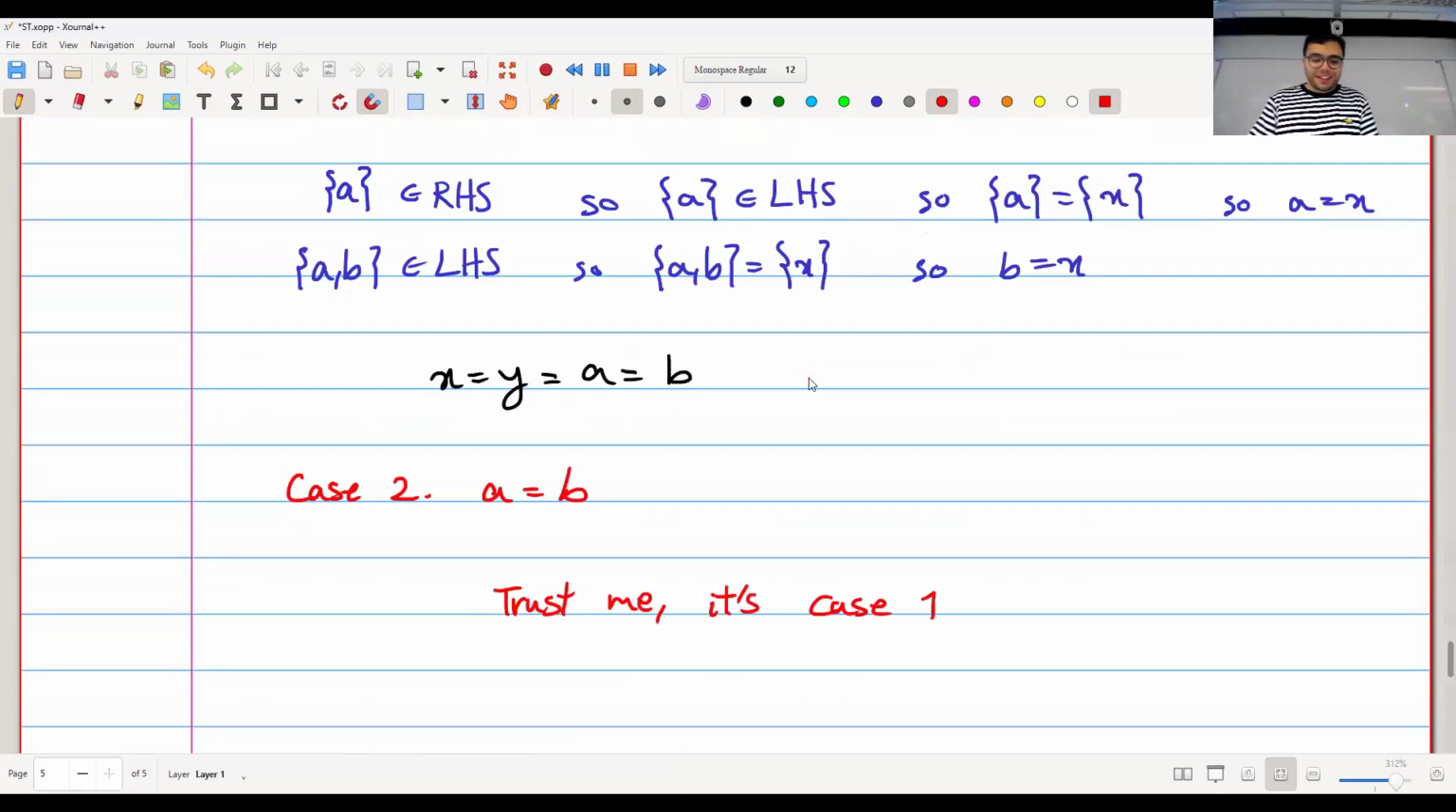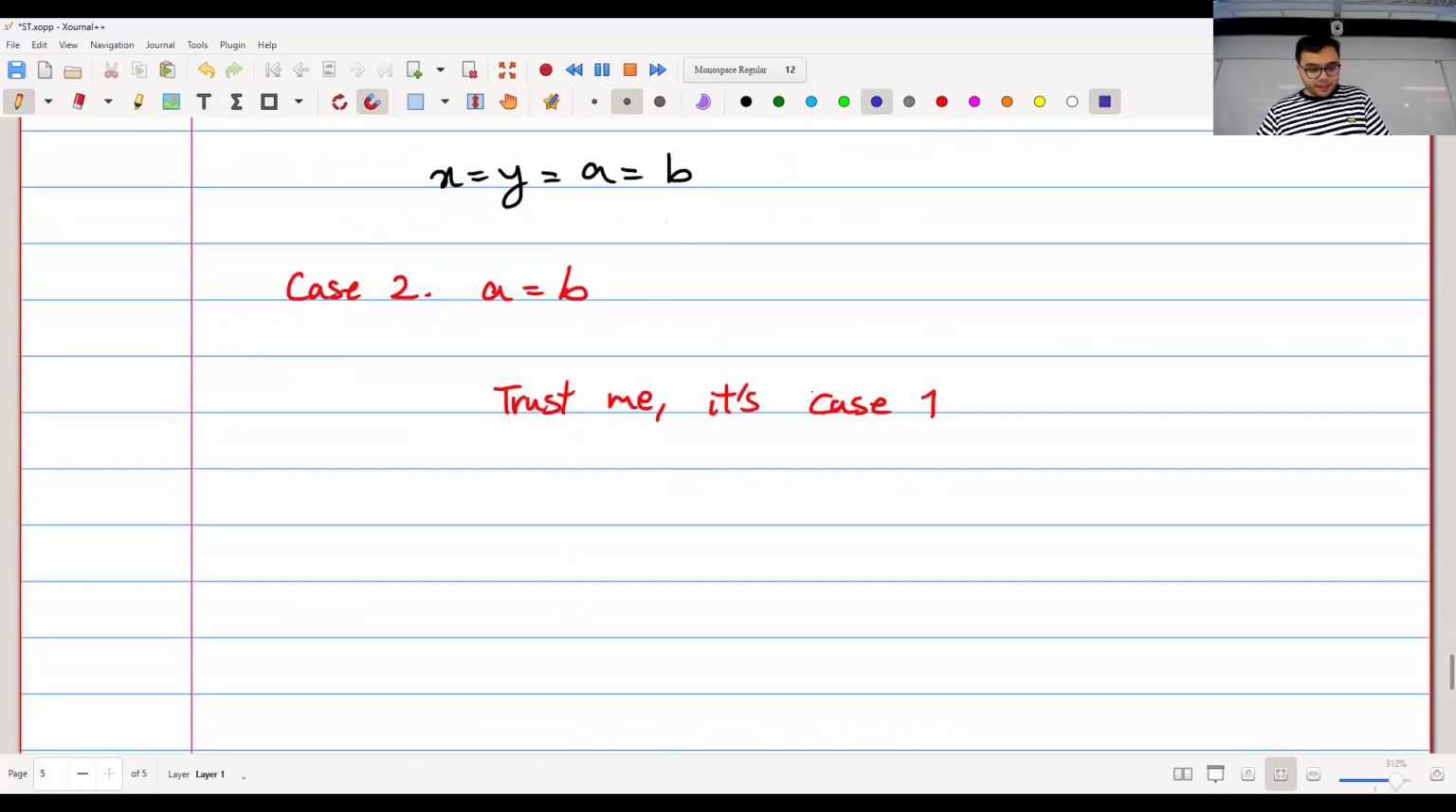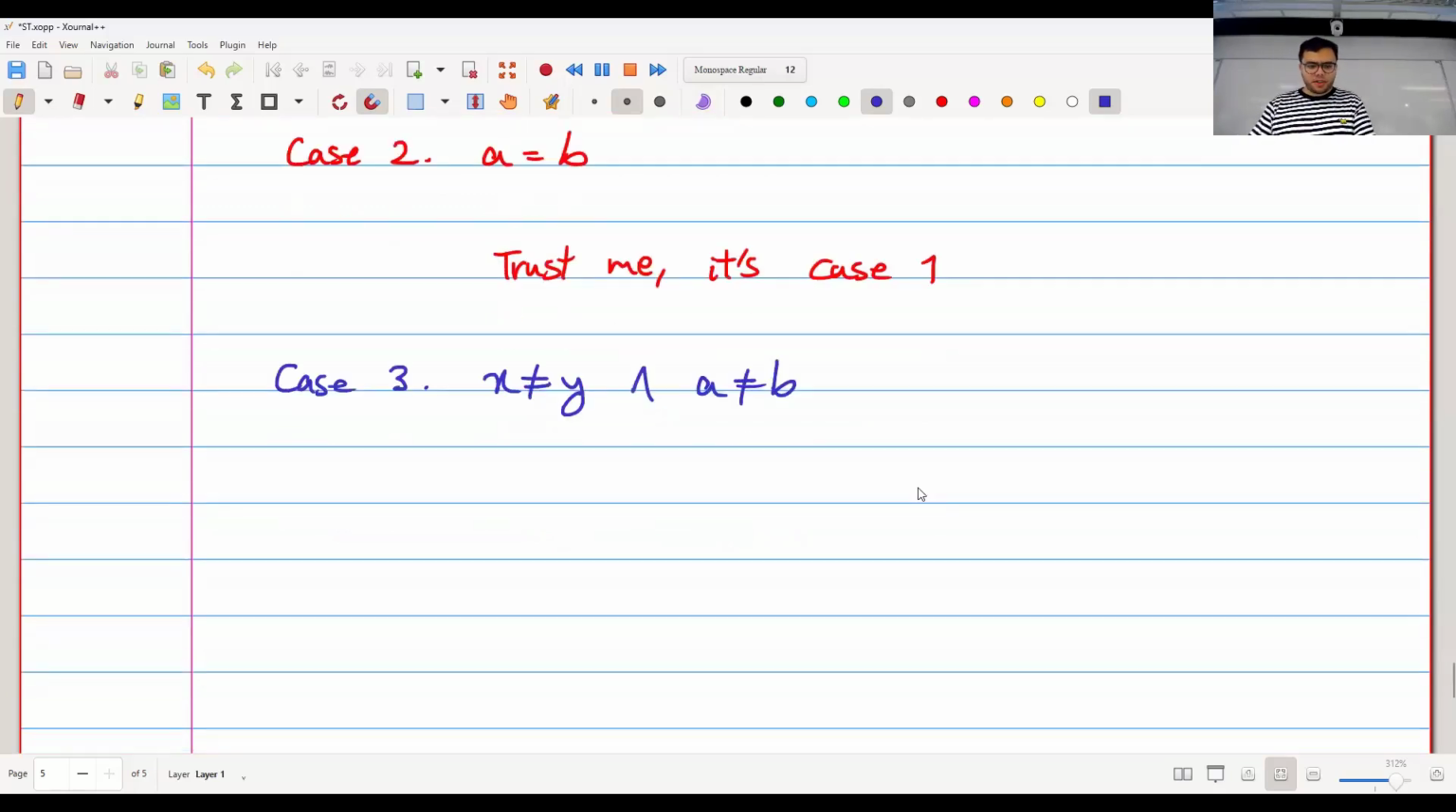Okay. Great. So what is our remaining case? So this is case 3. It's that X is not equal to Y. By the way, this is also syntactic sugar. It's the negation of X equals Y. And A is also not equal to B. Okay. Now I'm going to again do the same thing. I know that the pairs are equal.